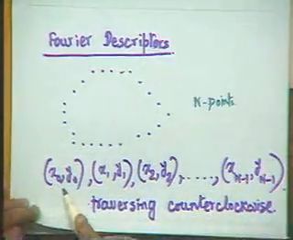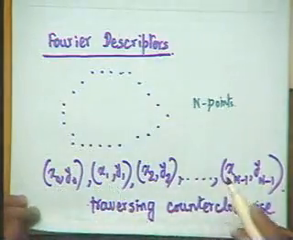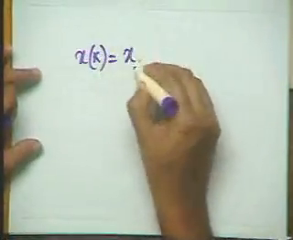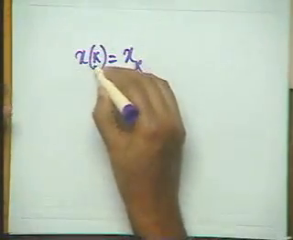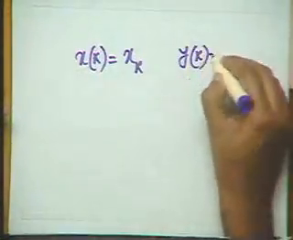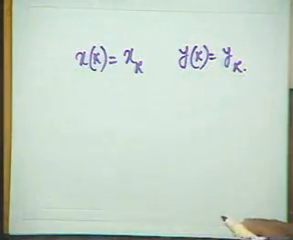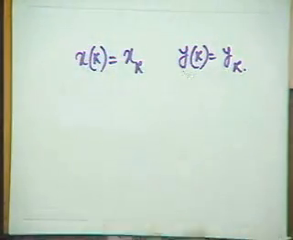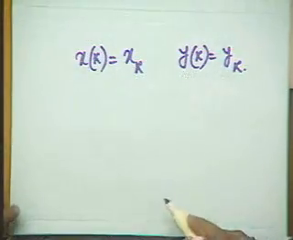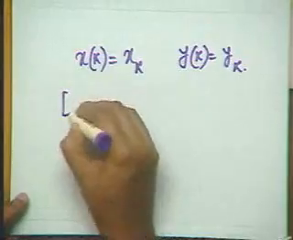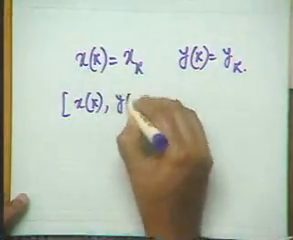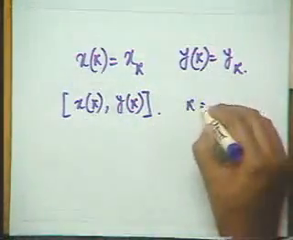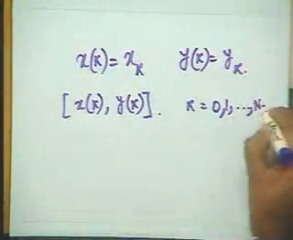Now instead of writing the points as x suffix 0, x suffix 1, I can have an alternative representation, so that let us write x suffix k as x of k, and y suffix k as y of k. I mean, basically we are not changing anything, we are only representing k as an argument of x. Instead of writing k as a suffix, we are writing k as an argument, so that our points are now represented as a pair x of k comma y of k, where k is equal to 0, 1, 2, etc., up to n minus 1.